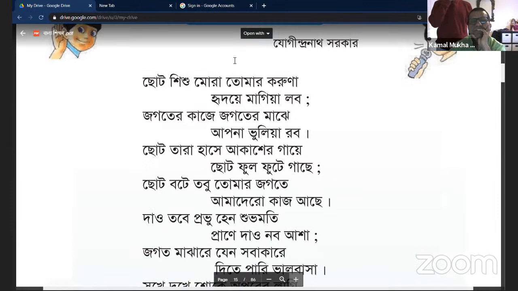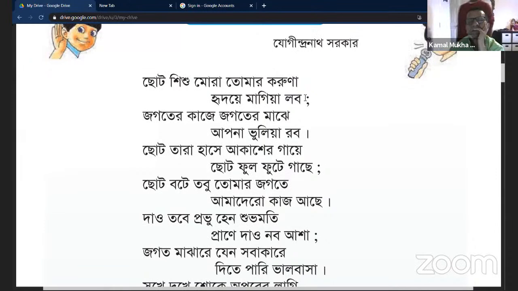Hridoye magia lobo. Magia means I will beg. Begging is magia. Hridoye magia lobo. So, Tomar koruna, my Lord, your mercy, your compassion, I will beg. I will get it in my heart. Choto shishu mora, tomar koruna. Shishu is child. Choto shishu mora, tomar koruna, hridoye magia lobo.